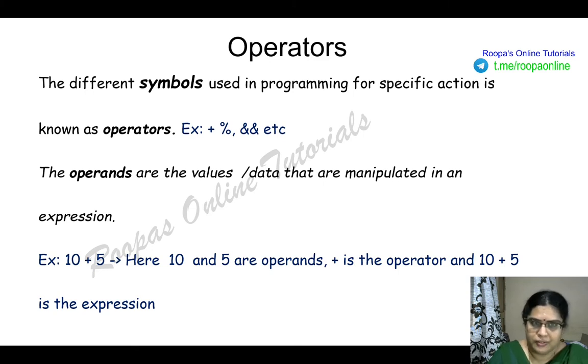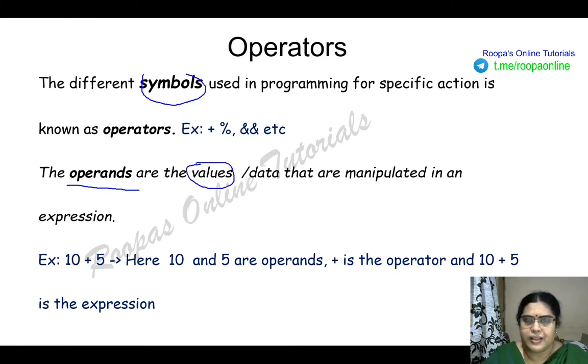So what are operators? The different symbols used in programming for specific actions are known as operators. For example, here I've given the plus symbol, the modulo symbol, the ampersand symbol, etc. All these symbols that we use in our programs are known as operators. There is one more term associated with operators, known as operands. What are operands? Operands are the values or data that are manipulated in an expression. In simple terms, operands are the values, operators are the symbols.